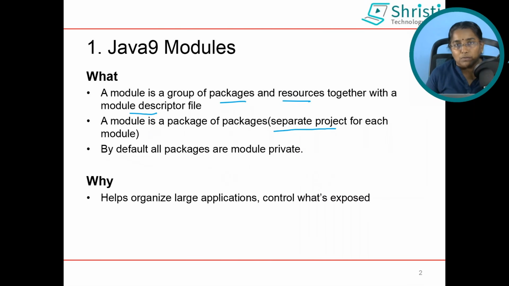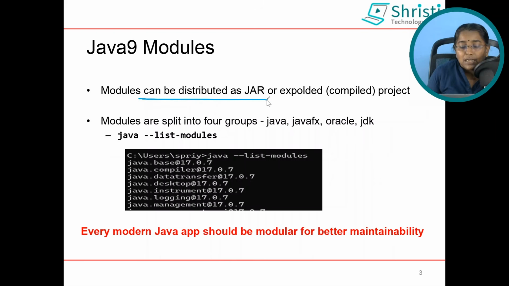What is the purpose of a module? As in, why do we need modules? Modules help to organize large applications. They control what is exposed. As in, you can decide which packages you want to expose and which packages should be kept private. Modules also help to create your Java application in a modular way, which supports better maintainability. Modules can be distributed as jars or exported, which means a compiled project. The Java documentation has been completely changed from Java version 9. They are developed as modules.